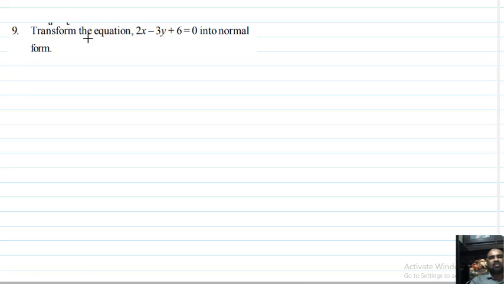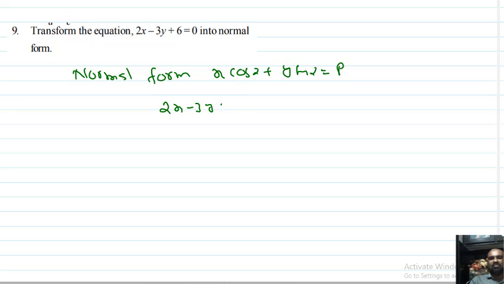Next problem, students. Transform the equation into normal form. Normal form: x cos alpha plus y sin alpha equal to P form. You need to convert. Already I explained how to convert Ax plus By plus C equal 0 into normal form. We need to divide throughout by root over A square plus B square. Okay, 2x minus 3y equal to minus 6. Next step, divide both the sides by root over 4 plus 9, that is root 13.